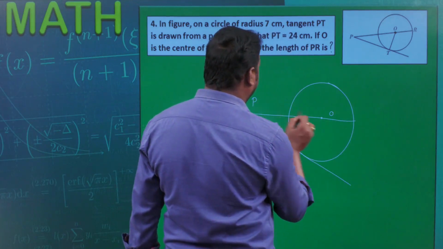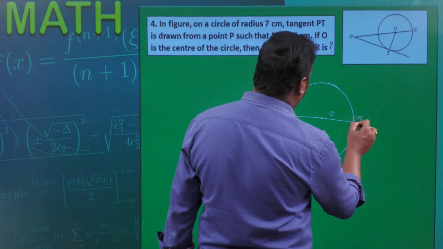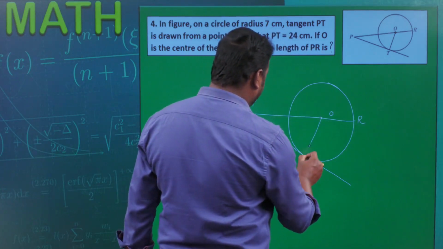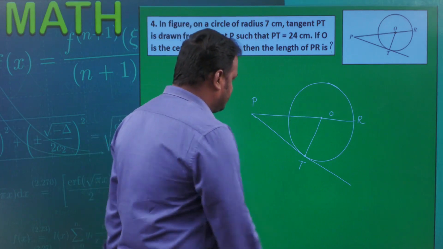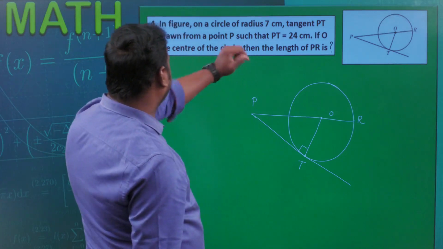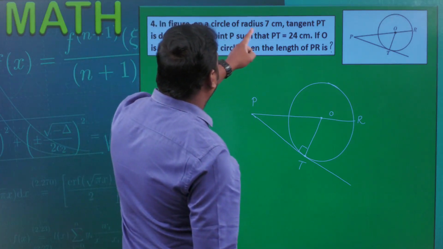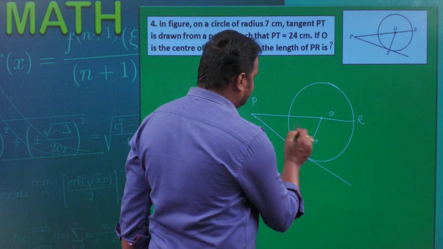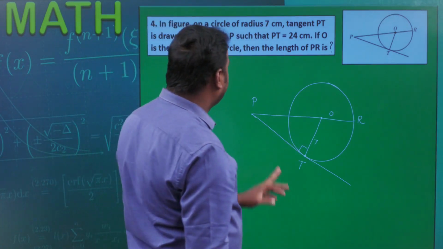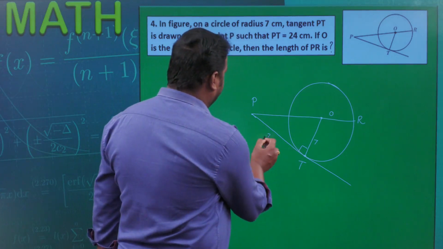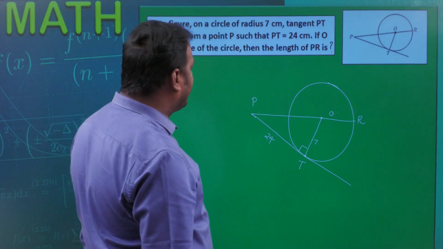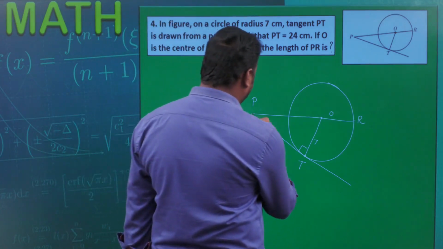This point is P, it was O already, it is R and it is T. This point of contact is T and these two have been joined. See here, this is radius, this is tangent, of course it is 90 degrees. Now let us see the information given. Circle of radius 7 centimeters, so this is 7 centimeters. Tangent PT is drawn from a point P such that PT is also given as 24 centimeters. If O is the center of the circle, then the length of PR is dash. What is the length of this PR?